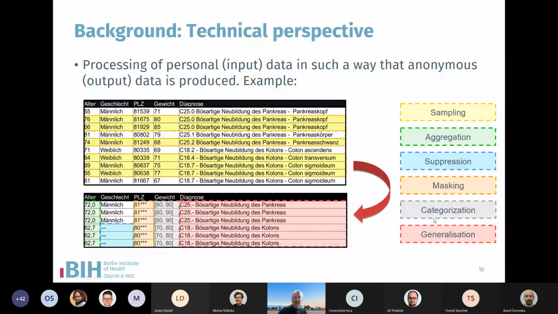And you can do categorization. So here we have categorized the weight. And you can also generalize things. In this case, there's a hierarchical structure behind the ICD diagnosis codes, which we can use to drop some information, in this case, on the localization of certain types of cancers. So, in the end, we have an output data set which now can provide us with more protection. And there are also different ways in which this can be done.